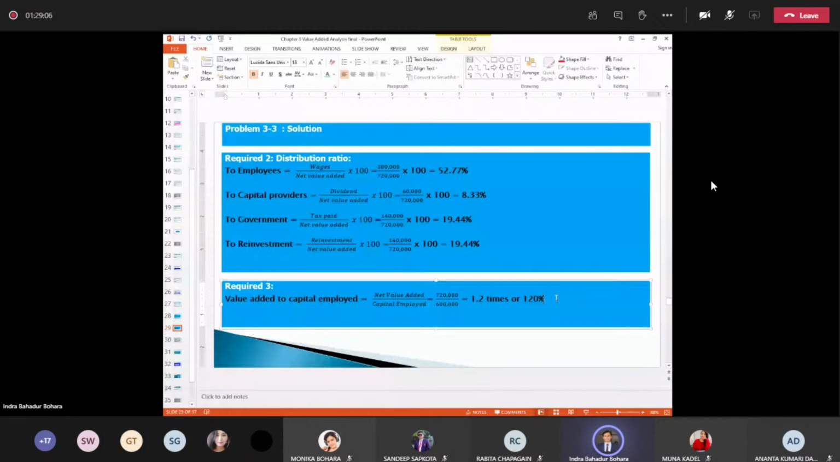There is 1.2 times of value added than capital employed during the year, so it is satisfactory.